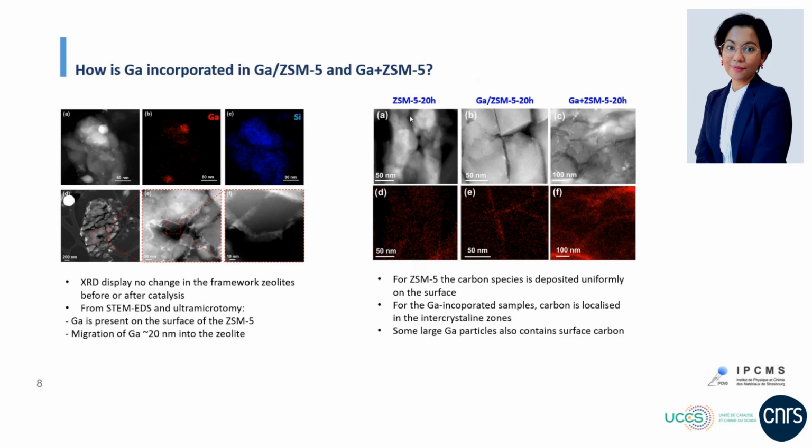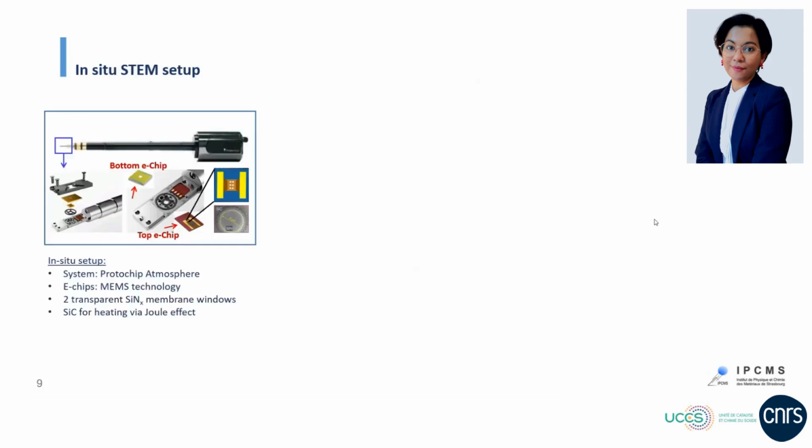Now, if we look at the post-mortem analysis of the spent catalyst, we can see that for the ZSM5 without any gallium, the carbon is deposited uniformly on the surface. However, with the incorporation of gallium, in both cases we see carbon localized at the intercrystalline zones. And in some cases, we see large gallium particles covered with surface carbon. So we wanted to understand, using in situ STEM, if we can see this migration of the gallium and also the carbon formation. To do that, we carried out in situ scanning transmission electron microscopy.